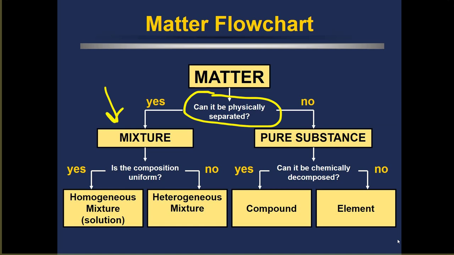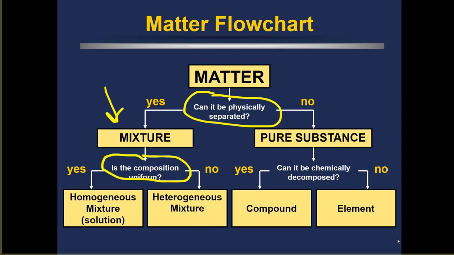Mixtures can further be classified into two types. For this, you ask yourself the question, do you have uniform composition, or is it more heterogeneous? If the composition is uniform, then you have a homogeneous mixture, and another name for that is a solution. You'll hear me use both terms, solution or homogeneous mixture, but they mean the same thing. If the composition is not uniform, in other words, you can see different colors, different phases, then you have a heterogeneous mixture. Most things in our world are heterogeneous mixtures.